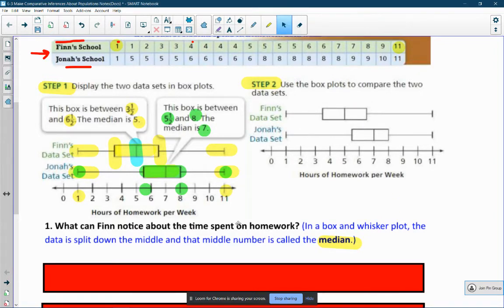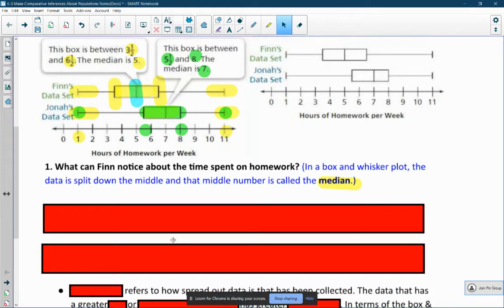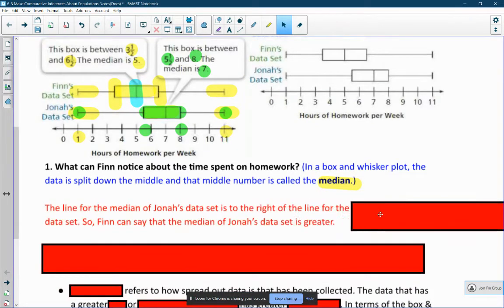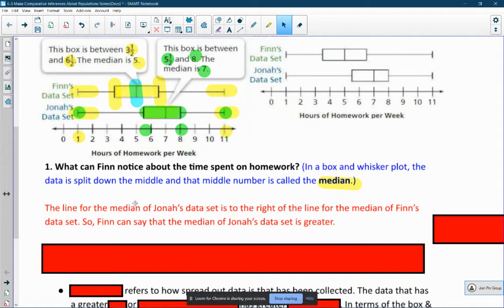So what can Finn notice about the time spent on homework? Well, he can notice a couple things. The first thing he can notice is that the line for the median of Jonah's data is to the right of the line of the median of Finn's data. As you can see here, Jonah's data is here.